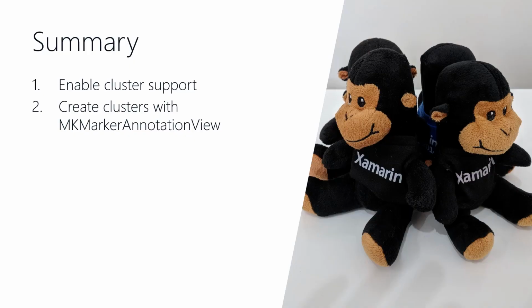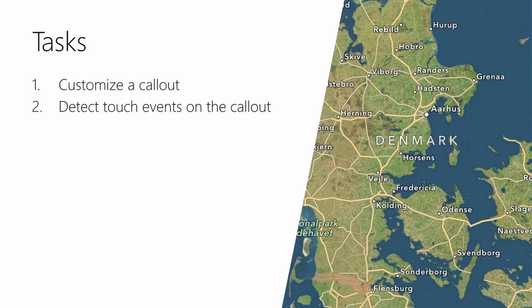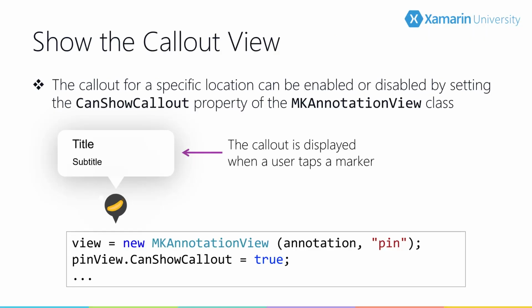In this section, we looked at how we could make our map views more organized by adding clustering support. Next, let's explore how to respond to user interactions. First, we're going to enable and customize the callout displayed when a user taps on an annotation, and then we'll detect and respond to taps on the callout itself.